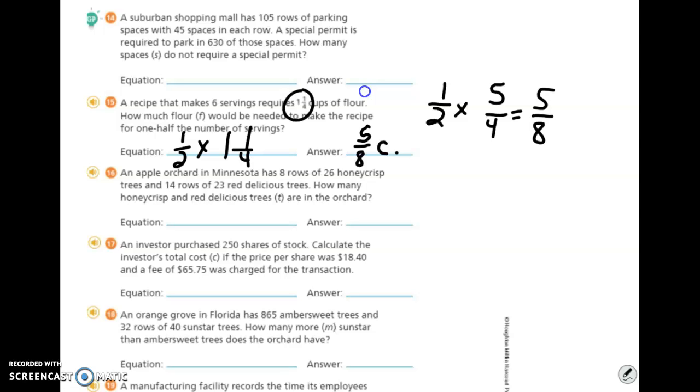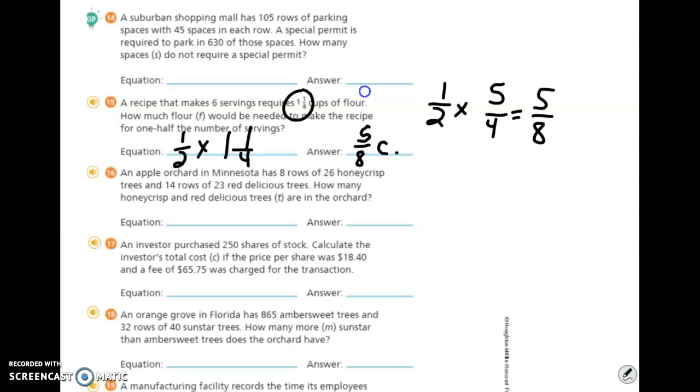All right. Let's take a look at number 16. That's a different kind of problem. Number 16 says, an apple orchard in Minnesota. How about that? They've got a problem with us in it. An apple orchard in Minnesota has 8 rows of 26 Honeycrisp apples and 14 rows of 23 Red Delicious apples. How many Honeycrisp and Red Delicious apples, T for the total, are in the orchard?